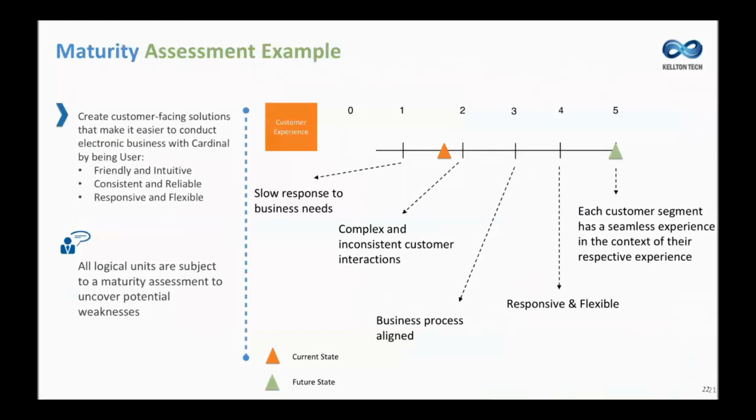So you see that we identified user experience. This was in our topic team. They say our maturity right now, the current state, is shown here as an orange triangle. The whole assessment tells you that it is very complex and inconsistent, and we want to take it, maybe in this project, up to level 4 or 3, because reaching level 5 may take another 2 years.